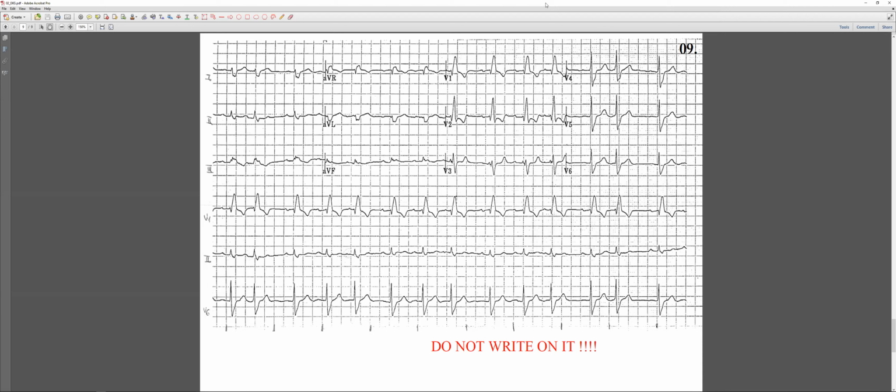Good. The axis: lead I seems negative and aVF is barely positive. So it's going to be a left... no, sorry. Lead I is negative, so it's going to be a right axis deviation. Exactly. Okay, go on. What's next?